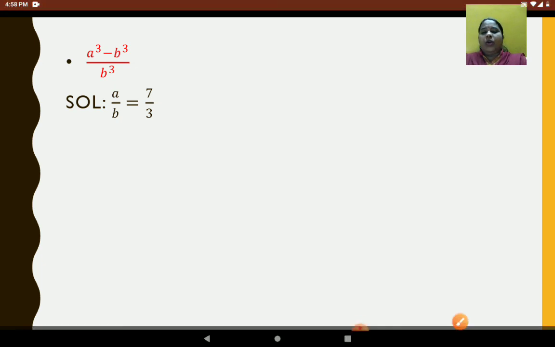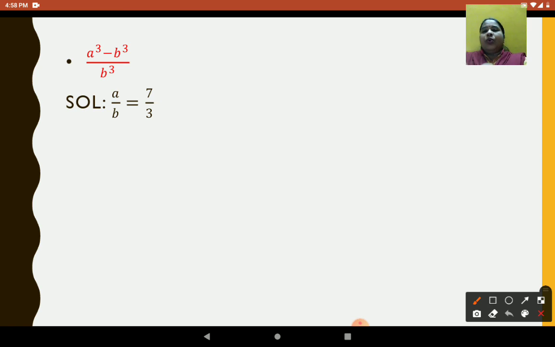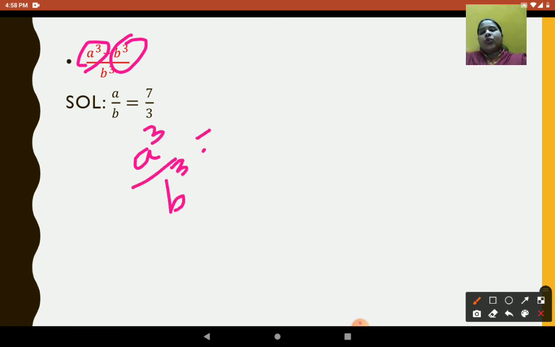I told you all the sums will start with a upon b. Look at the form. It is a cube and b cube. So should I do squaring on both sides or cubing on both sides? Think about it. Yes, it should be cubing on both sides. Why? Because it is a cube minus b cube. So cubing on both sides, what will I get? 7 cube, 343. 3 cube, 3 3s are 9, 9 3s are 27.